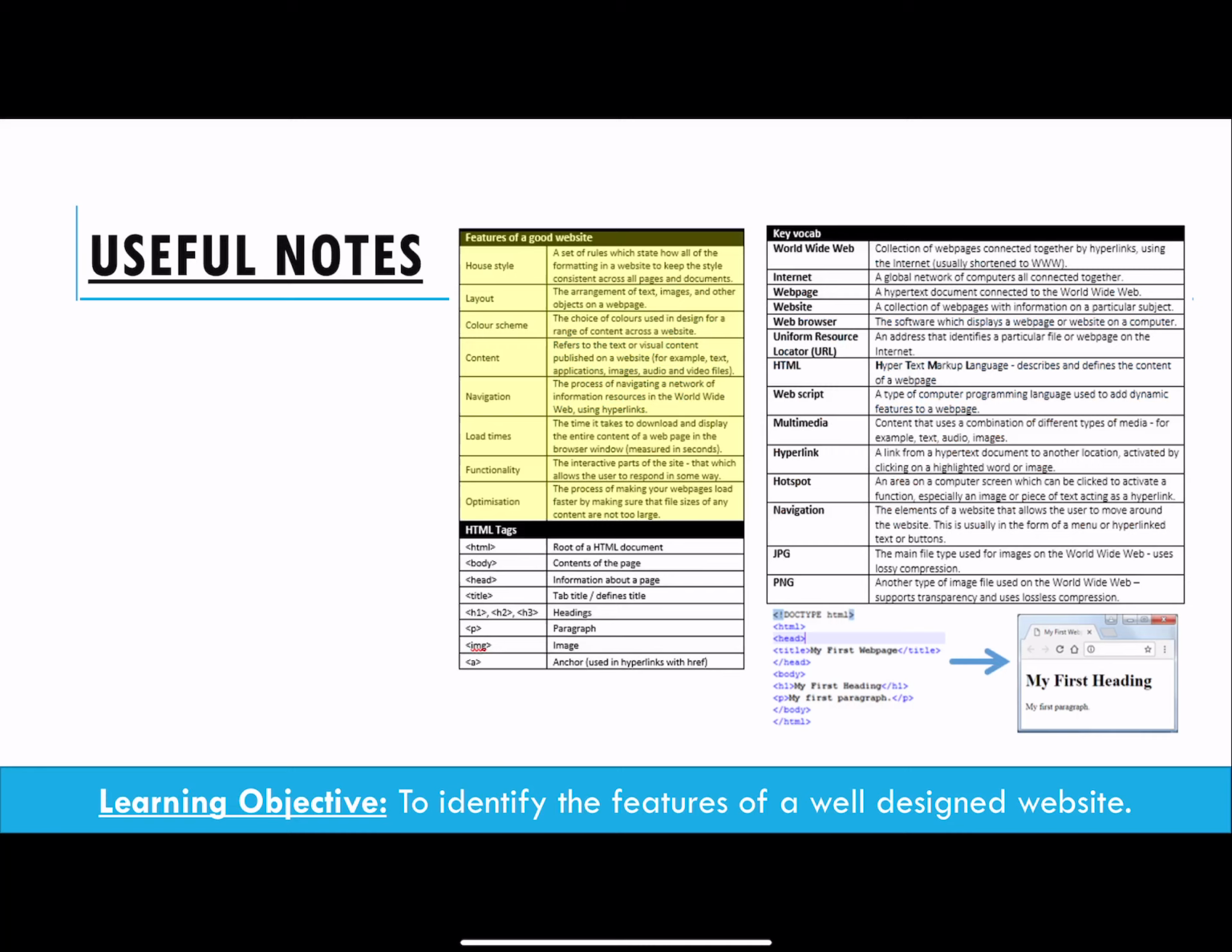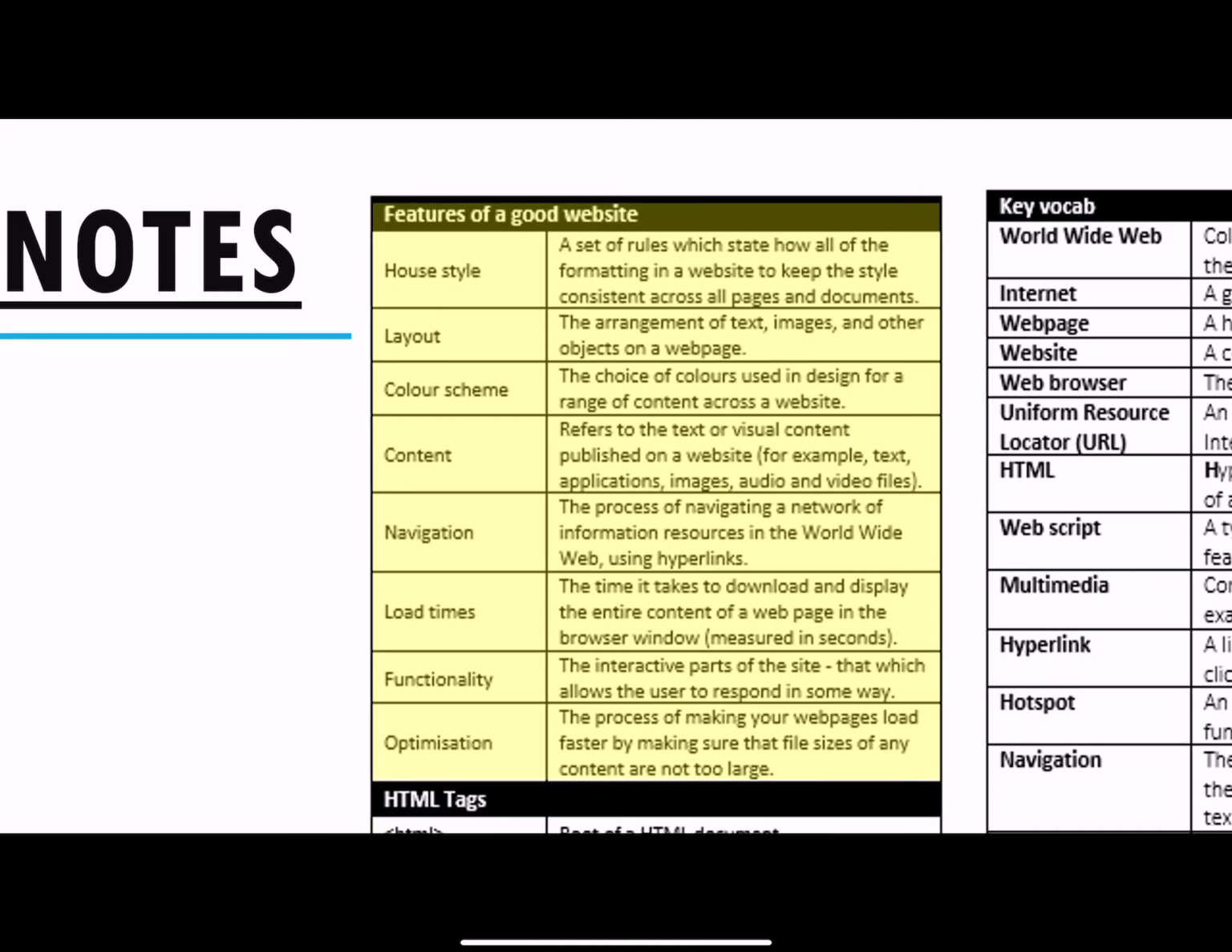And if you do need any idea of any of these keywords, I've highlighted the boxes on the knowledge organizer here, which I'll also attach to the lesson notes. Use these if you're unsure about what the difference is between something like house style and colour scheme. What does functionality mean more specifically? You've got these notes available to you if you need them.